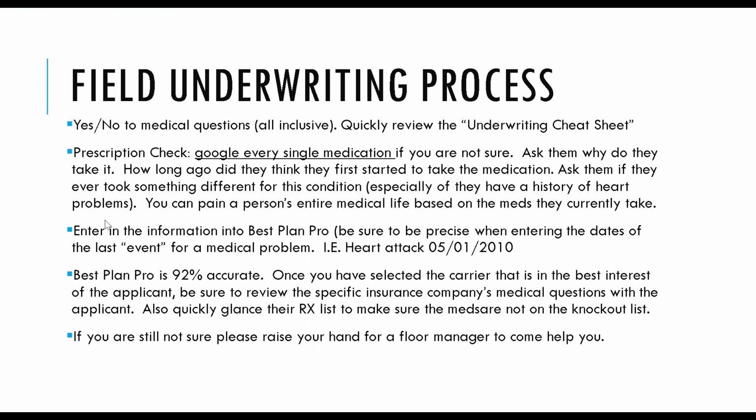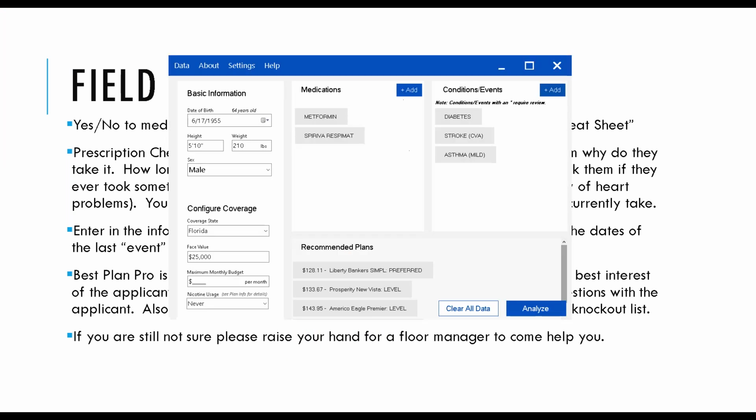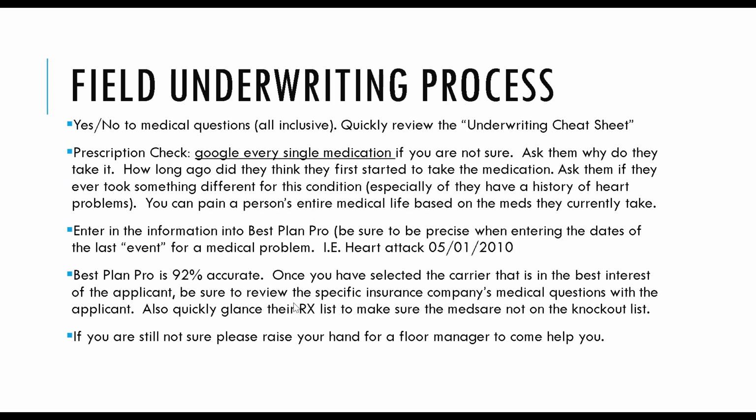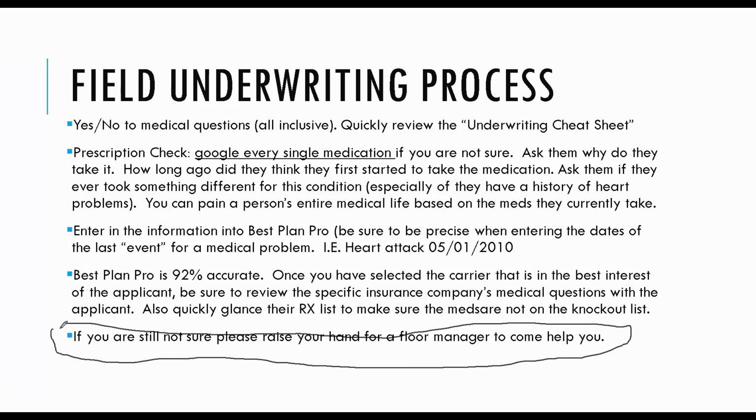The next thing you want to do is you want to Google all the prescription drugs that you're not sure of. You want to enter the information into Best Plan Pro. This is the tool that will help you out. And then you want to review them on their medication RX list to make sure that the medications are not on their knockout list. If you're still unsure at this point, that's not a problem. This is what we're here for. We will come and help you with the underwriting of that individual.